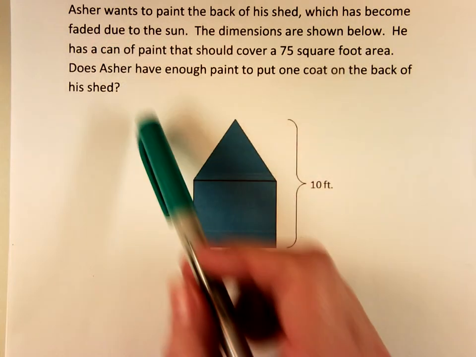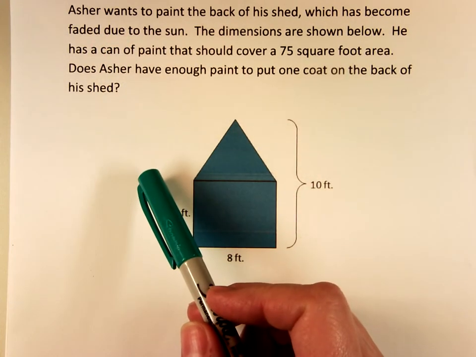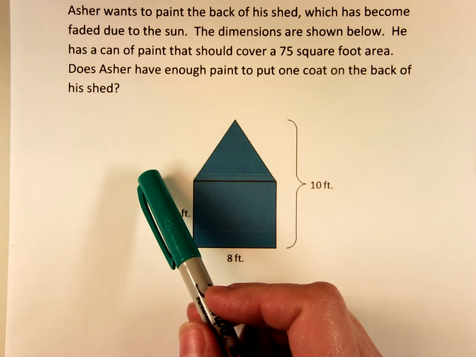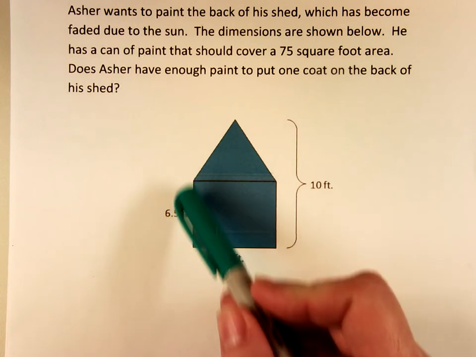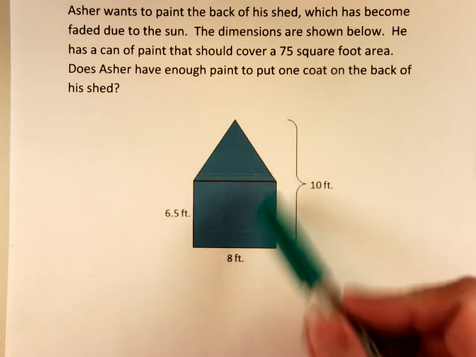Asher wants to paint the back of his shed, which has become faded due to the sun. The dimensions are shown below. He has a can of paint that should cover a 75 square foot area. Does Asher have enough paint to put one coat on the back of his shed? And we assume that this is the back view of his shed.